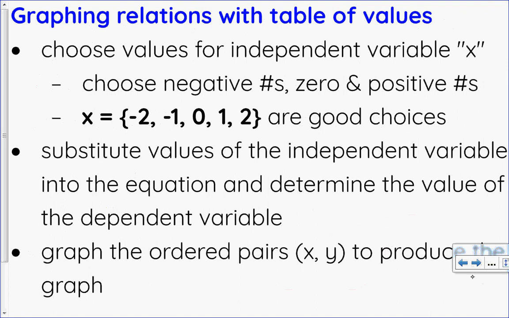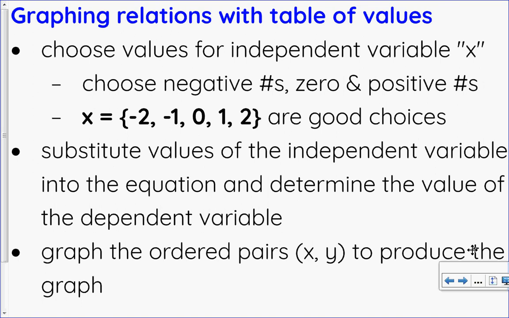Now that I know what a linear function looks like from a table of values, coordinates, and equation, let's look at how we graph using a table of values. So when you graph, you are going to choose values for your independent variable x. Now, if it's not a word problem, I really recommend choosing negatives, 0, and positives. So something like -2, -1, 0, 1, and 2.